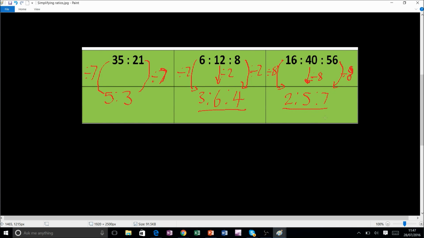Okay guys, so that's basically simplifying ratios. It's very, very similar to simplifying fractions, where you need to find the biggest number that goes into all of the numbers, then just divide by that number. So that is simplifying ratios.